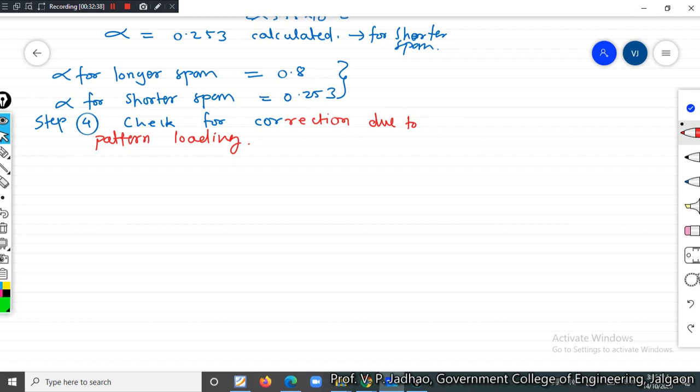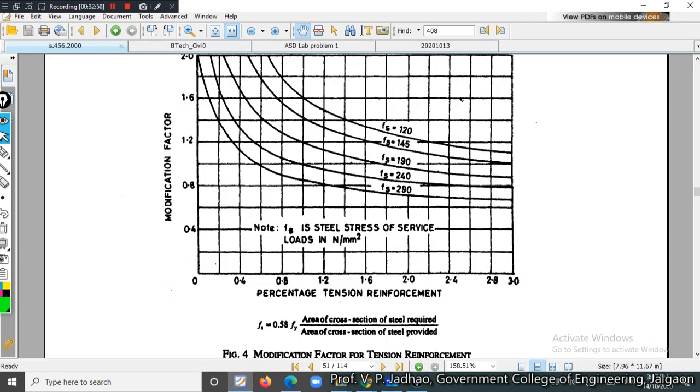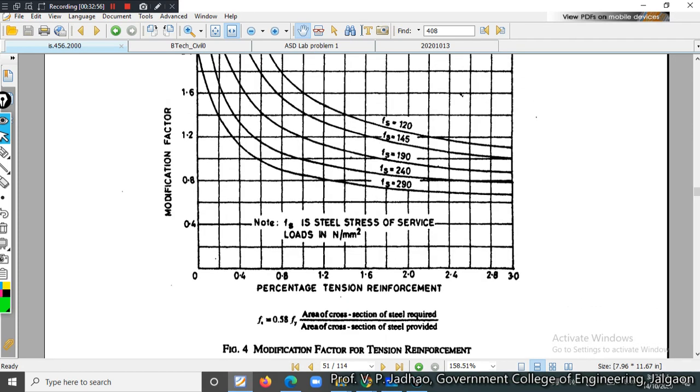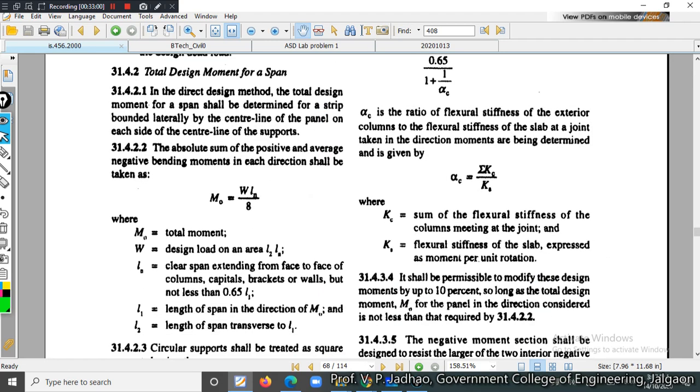Now IS 456 permits this overstressing up to 33%. If you go to IS 456, page number 56, just a minute, page number 56, I think.